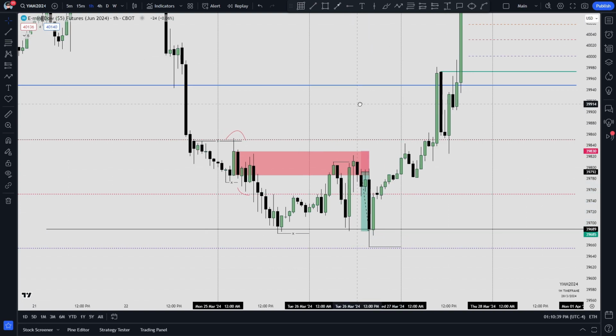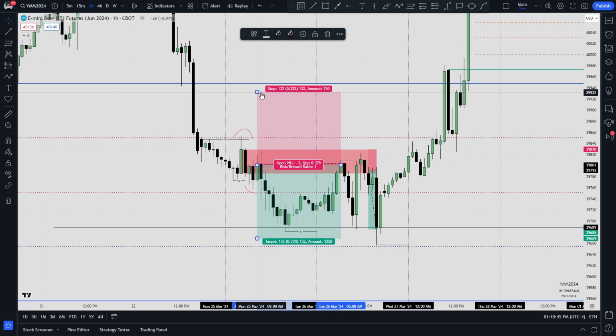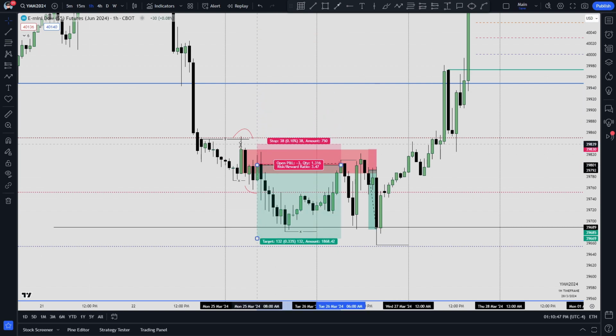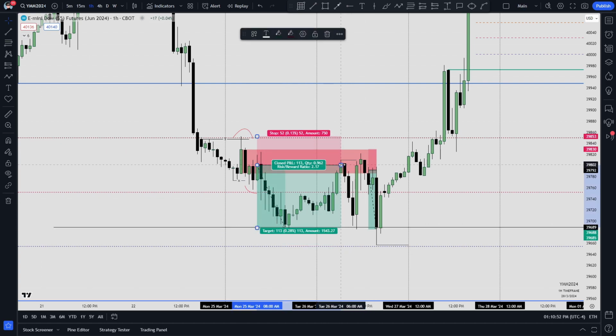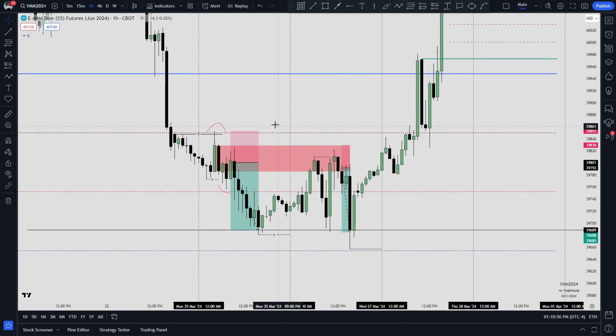So boom. Structure from the higher time frame is still bearish. As price action came up, took liquidity, and broke lower, structure is bearish. And it's not until that structure is broken do I look for longs. So Monday we took shorts, Tuesday we can also take shorts.